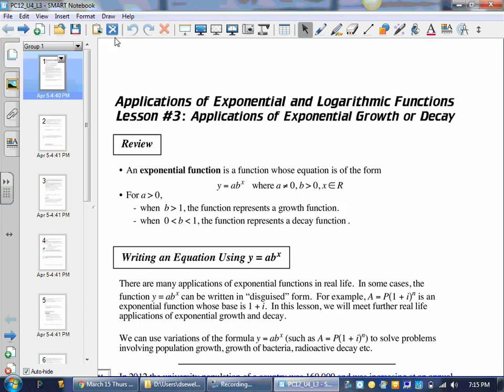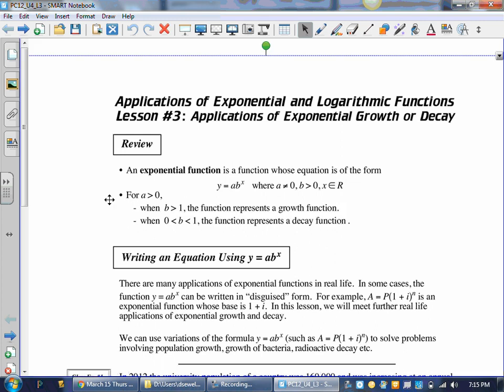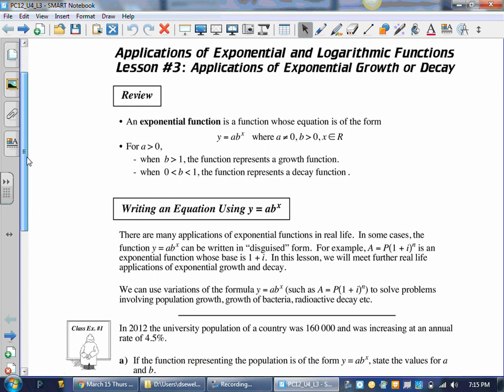Okay, lesson 3. Yesterday we talked about the application of exponential functions in terms of finance, and we had simple interest and compound interest. Today we're going to take it on to more growth functions and decay.